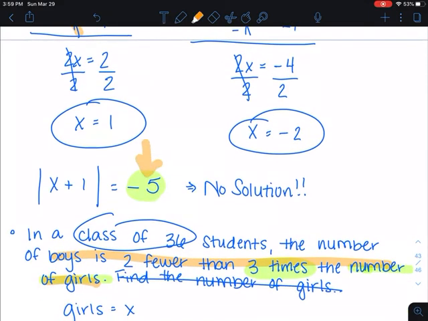Don't forget, if your absolute value equals a negative number, it's no solution. Absolute value will always equal a positive number. It can never be negative.